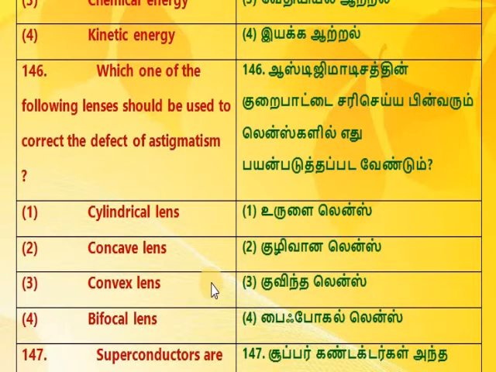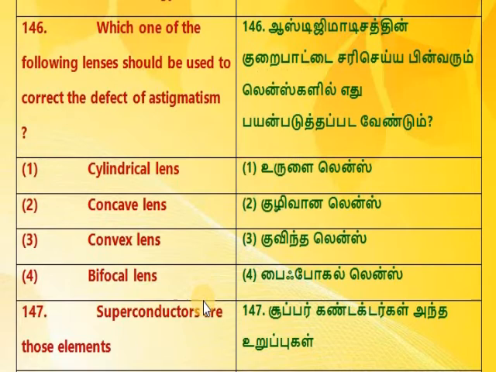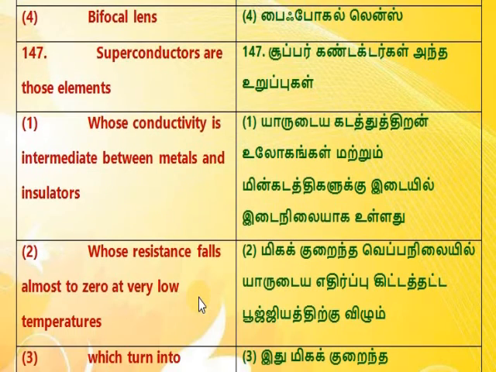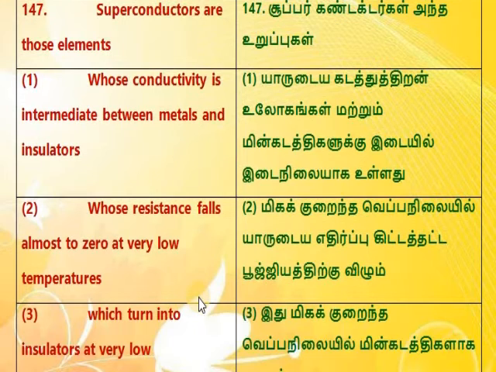146. Which one of the following lenses should be used to correct the defect of astigmatism? 1. Cylindrical lens. 2. Concave lens. 3. Convex lens. 4. Bifocal lens. 147. Superconductors are those elements: 1. Whose conductivity is intermediate between metals and insulators.